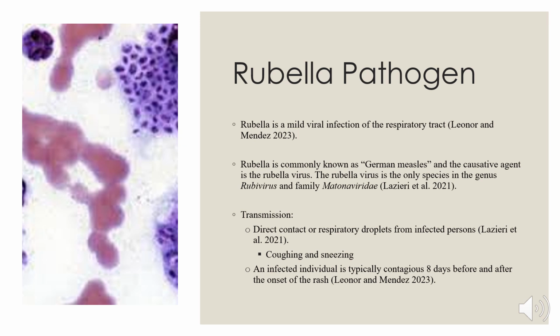Transmission of rubella is direct contact or respiratory droplets from infected persons. Coughing and sneezing are often symptoms. An infected individual is typically contagious 8 days before and after the onset of the rash.